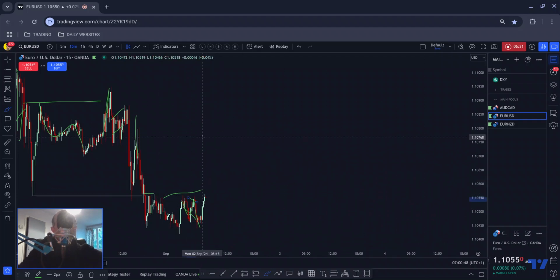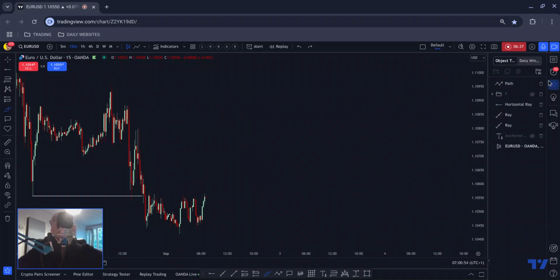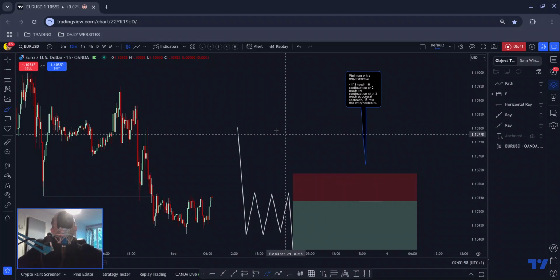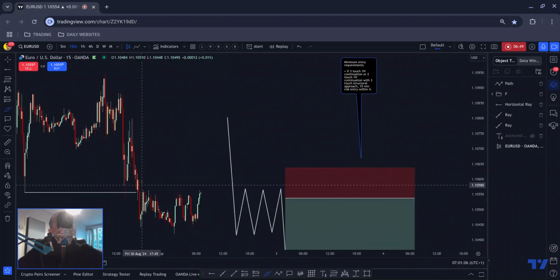So what I'll be looking for is a 3-touch 1 hour continuation, which is what I was anticipating last night. We've got that now. And then I'll be looking to get short with a 15-minute rejection, because this is a 1 hour structure. If we get a 15-minute rejection from these highs, then I'll be looking to get short within this structure.